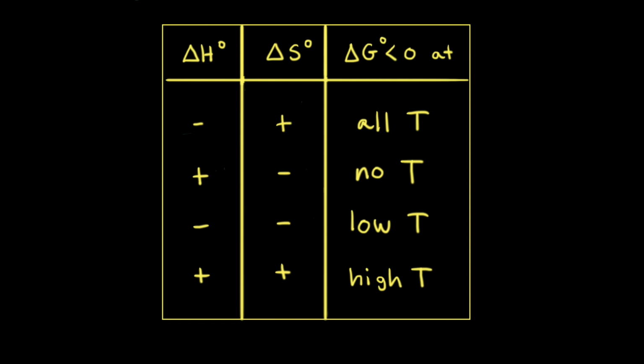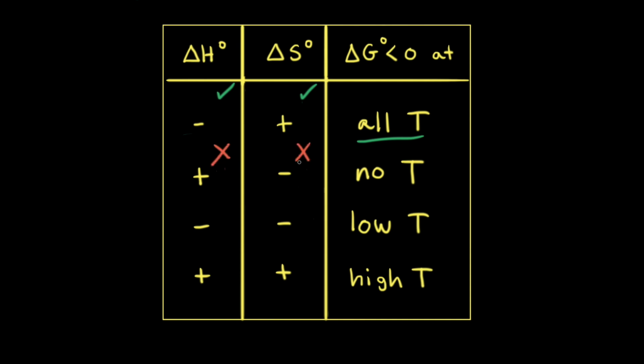Now that we have our chart filled out, let's summarize what we've learned about these four possible combinations. When delta H naught and delta S naught are both favorable, the forward process is thermodynamically favorable at all temperatures. When delta H naught and delta S naught are both unfavorable, the forward process is thermodynamically favorable at no temperatures. Or you could say the forward process is thermodynamically unfavorable at all temperatures.